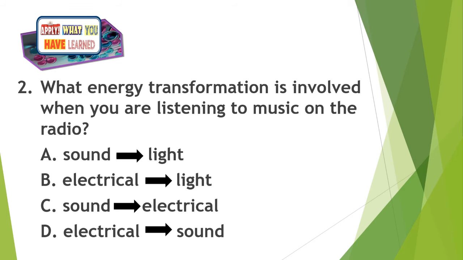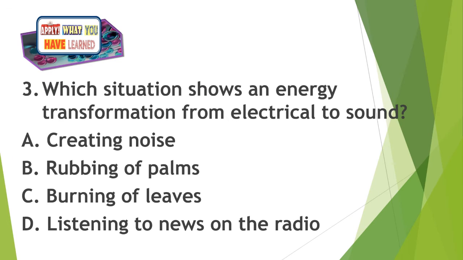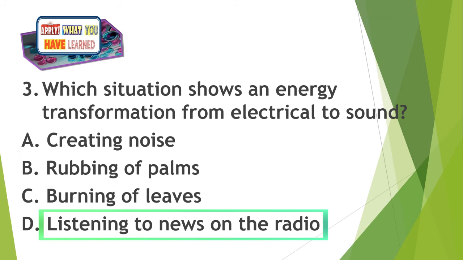Number 2. What energy transformation is involved when you are listening to music on the radio? A. Sound to light, B. Electrical to light, C. Sound to electrical, D. Electrical to sound. Number 3. Which situation shows an energy transformation from electrical to sound? A. Creating noise, B. Rubbing of palms, C. Burning of leaves, D. Listening to news on the radio.